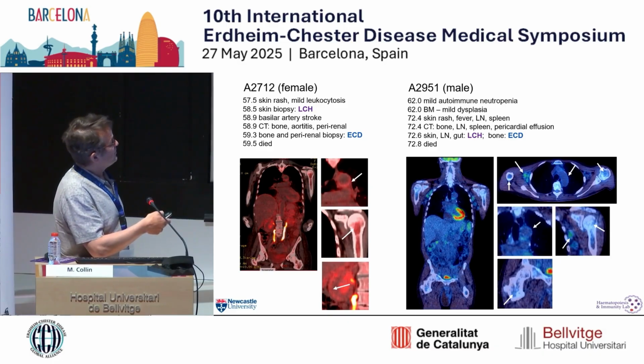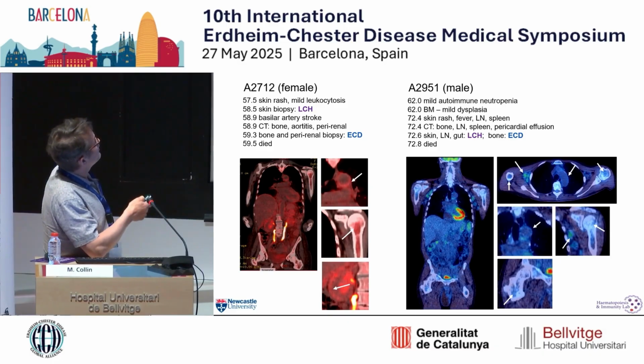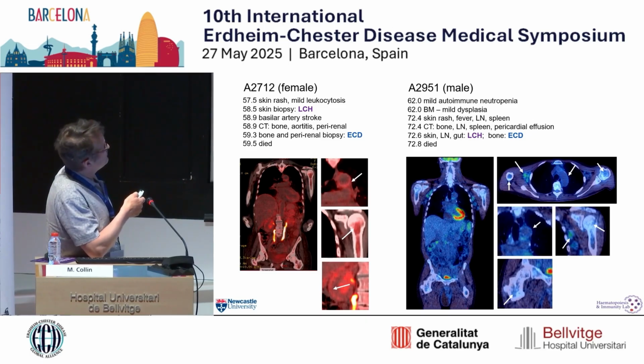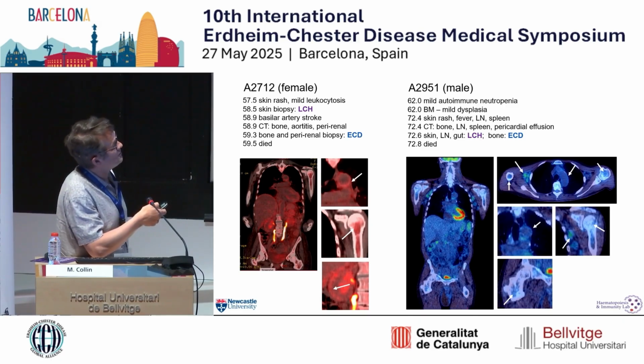Just to give you a brief overview of the patients, there were 2 patients, a woman aged 59 and a man aged 73. They both presented with relatively indolent findings of skin rash. This patient had a mild leukocytosis at diagnosis. The skin showed Langerhans Cell Histiocytosis. She then unfortunately suffered a stroke, which left her quite disabled and led to CTs and imaging, which revealed Erdheim-Chester disease in multiple sites, confirmed on biopsy of the bone and the perirenal tissue.